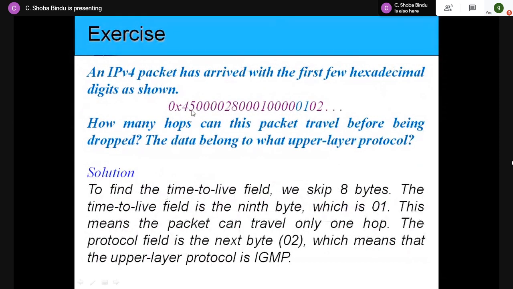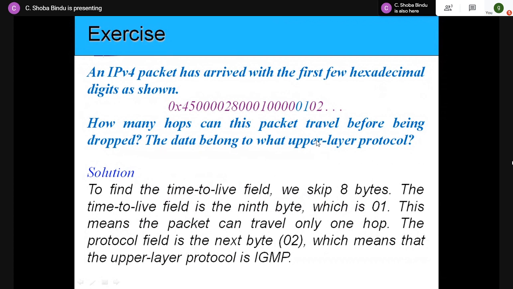So this is 1 byte. Two digits form 1 byte here, because it is represented in hexadecimal. So this 1 byte, these 1 byte, 2, 3, 4, 5, 6, 7, 8. The 9th byte specifies the time to live field. So the time to live field is 1. So after 1 hop, this will be dropped. So this means that the packet can travel only 1 hop.